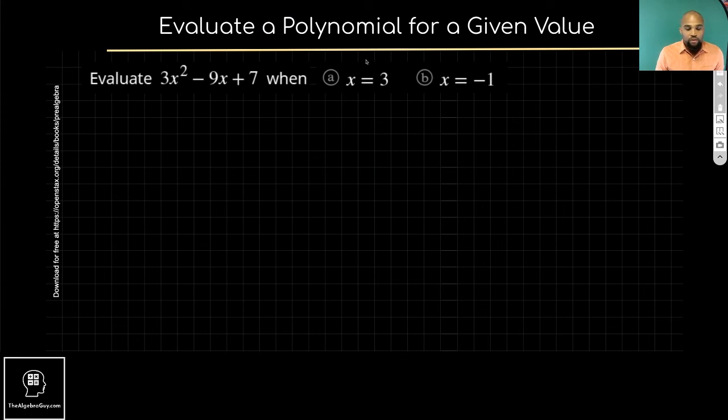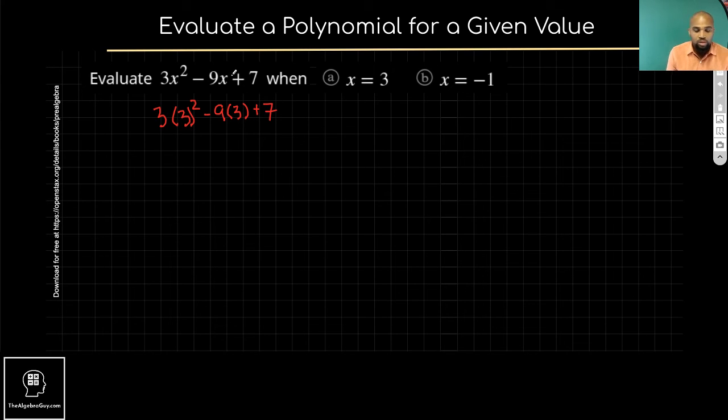All right, what if I wanted to evaluate? Evaluate simply means I'm just going to plug this number in in place of where my variables are and solve it. So let's start out with putting 3 in place of x. What would that look like for a polynomial? What I could do is write 3, and then 3 squared. So that's going to be minus 9 times my 3, and then plus my 7.